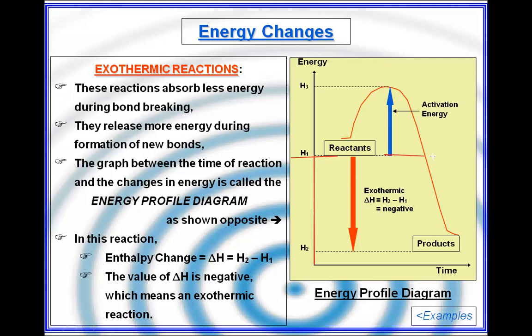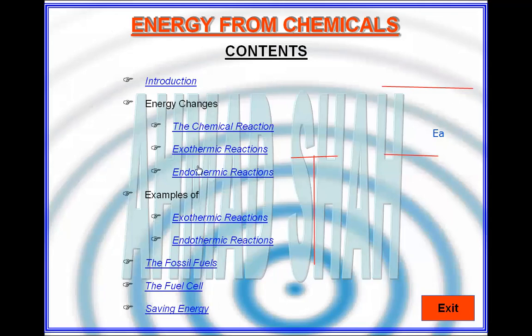This level is known as activation energy, EA. The amount of energy which is required for the successful collision between the molecules of reactants for converting them into products, this amount of energy is known as activation energy. So some examples are there for exothermic reaction, and it has been discussed a little bit.